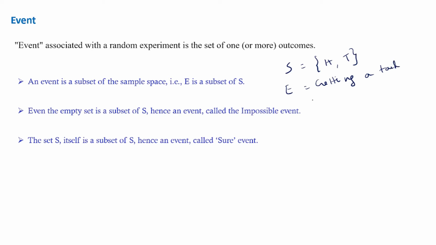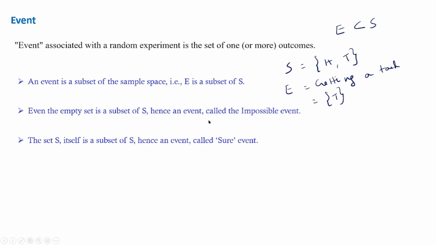So we have E equal to the outcome of getting a tail. So an event is a subset of the sample space, that is, E is a subset of S. So any event is a subset of the sample space S. Now the various subsets of a sample space consist of the sample space itself and the null set. So even the empty set is a subset of S.